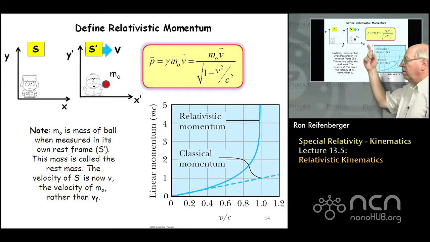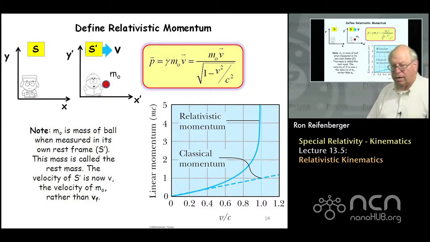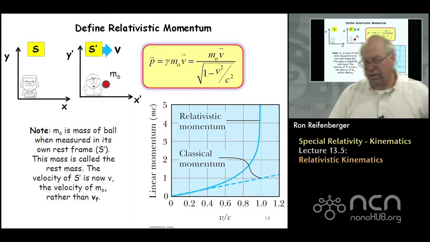What you do is you define a relativistic momentum. Now, in terms of a mass M0, where M0 is the mass of an object in a stationary reference frame, times its velocity v, but now you've got to multiply it by this factor of gamma. And this defines the relativistic momentum of an object as the object is moving close to the speed of light.